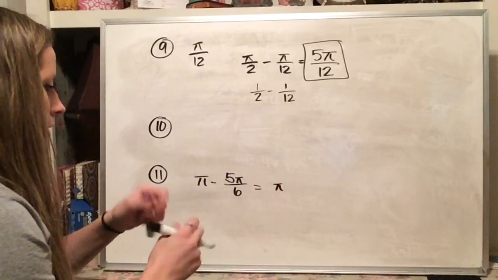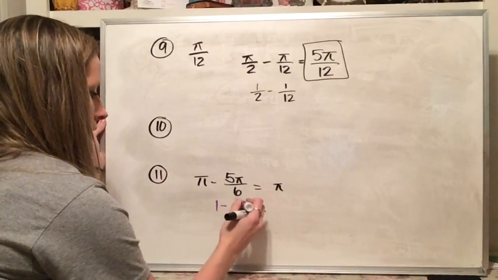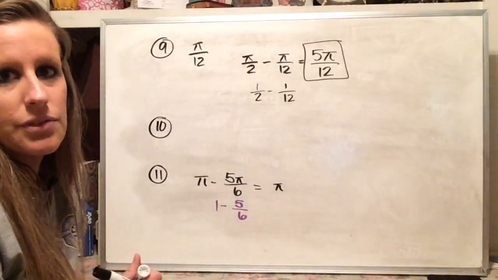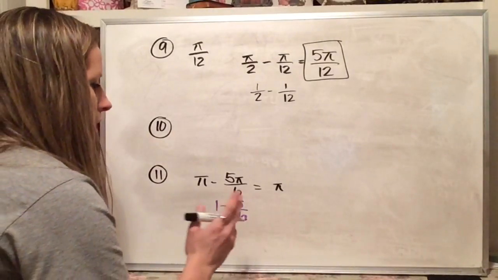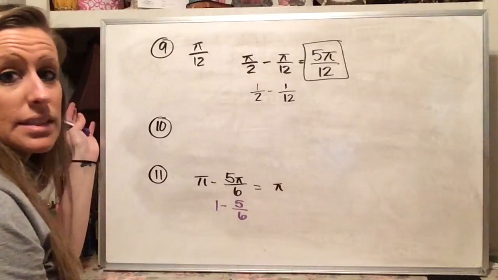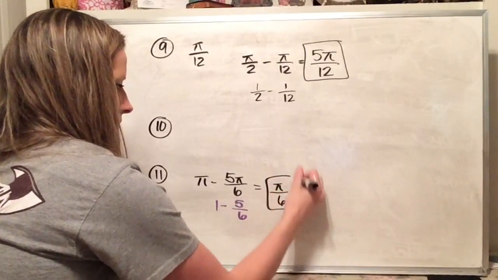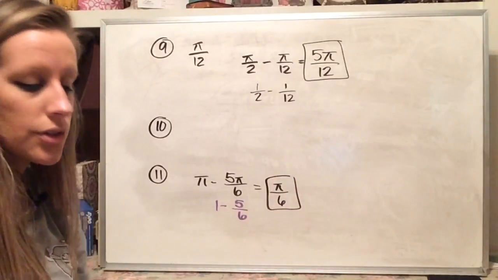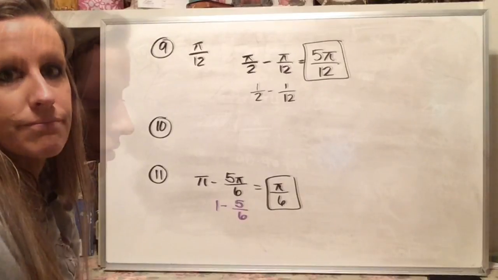Okay, so you're going to put in 1 minus 5 over 6. We're just going to leave the pi out of it. Okay, so put that in your calculator, change it back to a fraction. You get 1/6. So my answer would be pi over 6. Right, so go ahead and do the other 3 problems and then we'll check.